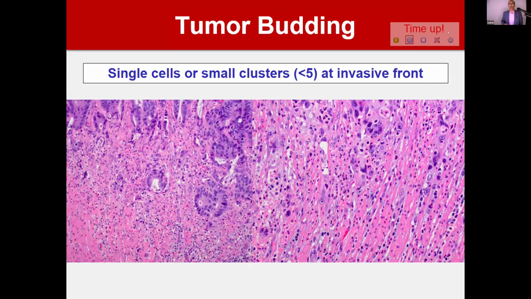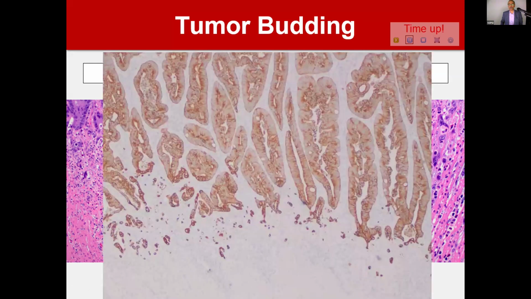The idea behind it is that gland-forming tumors, a subset of them, at the advancing edge will give off these little clusters of tumor cells, and that's a high-risk feature. It's part of the epithelial mesenchymal transition. And if you do your keratin stains, you can actually highlight those buds very nicely. So that increases the risk of nodal disease, and hence it's an important feature to report, but again, optional at the current time.